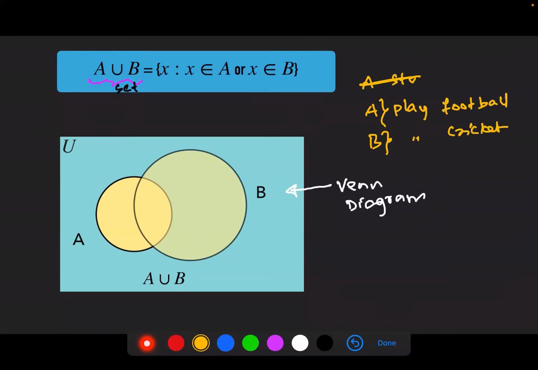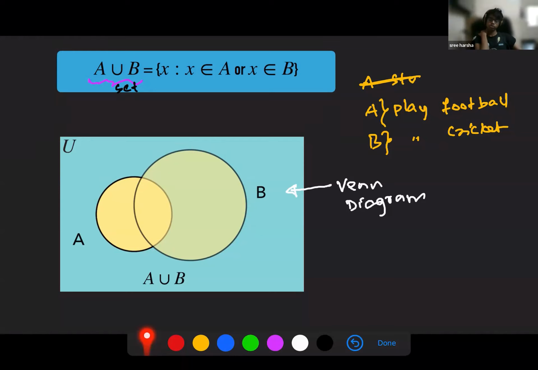Then what will A union B be? If a student plays football, he will be part of this A union B. If a student plays cricket, he will be part of it. If he plays both also, he will be part of it. So this boundary, this entire thing, represents your A union B. When we actually do problems, you will appreciate the importance of these Venn diagrams. They really help us. Questions, guys?